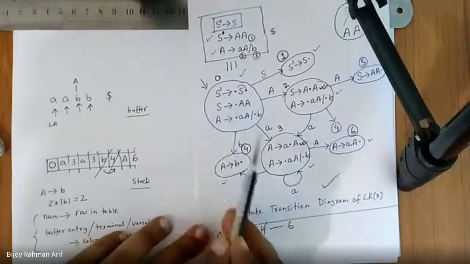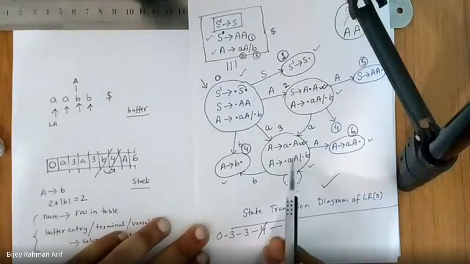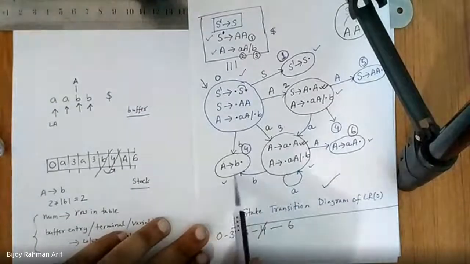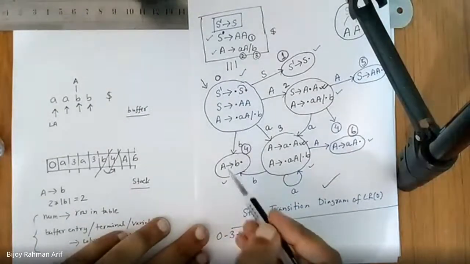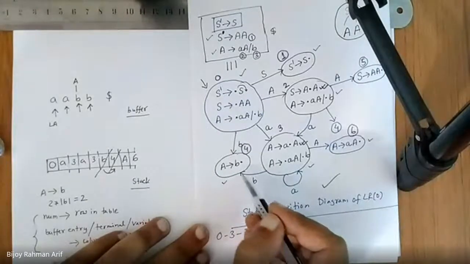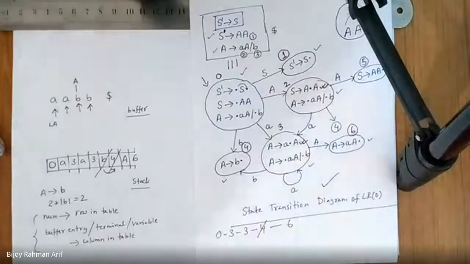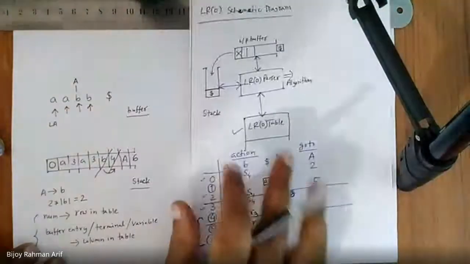Yes, sir. 0 to 3, because 0 seeing A, go to 3. Again you see A, so you remain in 3. Then you see a B, you go to 4. Then you reduce this B to A. That means you return back from 4 to 3. Then 3 seeing A, you go to 6. Is it clear to you guys? Yes, sir. Okay. So if it is clear, then it has become very easy for you.